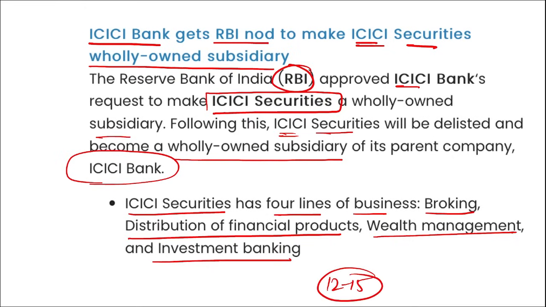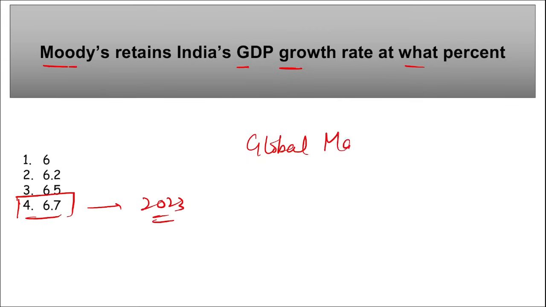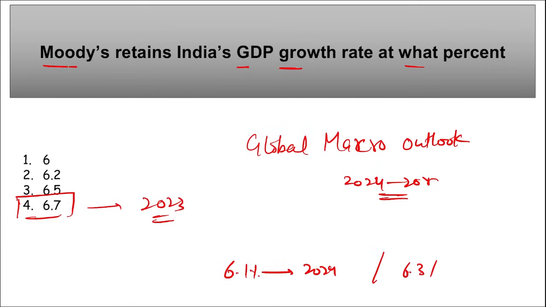And right, next is Moody's. Moody's has retained India's GDP growth rate at what percent? So Moody's has retained India's GDP growth rate at 6.7% for the year 2023. Correct. This data was released in Global Macro Outlook, this is for 2024 to 2025. Correct. And what is the projection of Moody's in their Global Macro Outlook report? For India, it is 6.7%. Here the report also projected that India's GDP to grow by 6.1% next year in 2024 and by 6.3% in the year after, that is 2025. Correct.